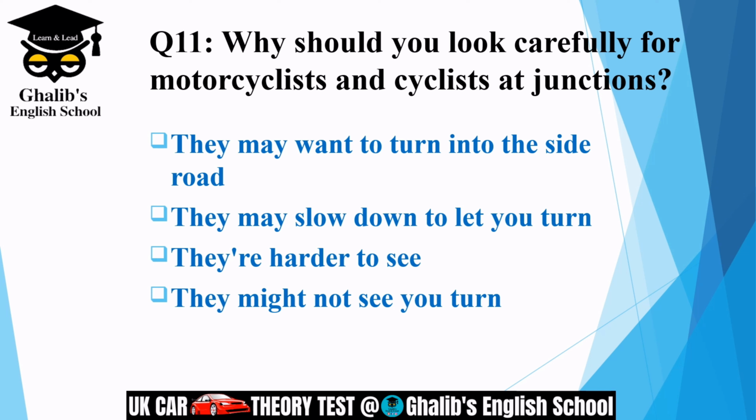Question 11. Why should you look carefully for motorcyclists and cyclists at junctions? They may want to turn into the side road. They may slow down to let you turn. They are harder to see. They might not see you turn. So the correct option is they are harder to see. They are small, so we are usually unable to see them, so we need to be very careful.